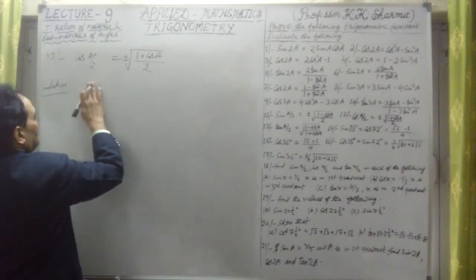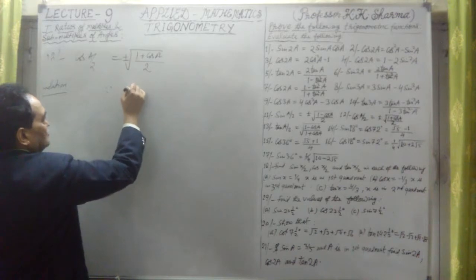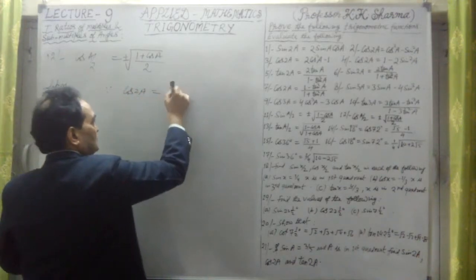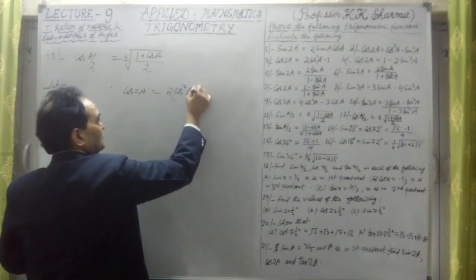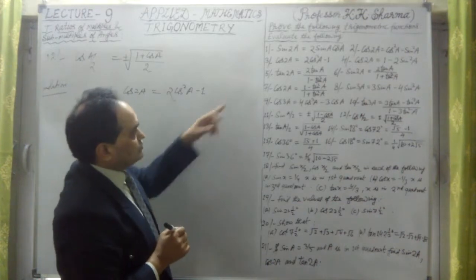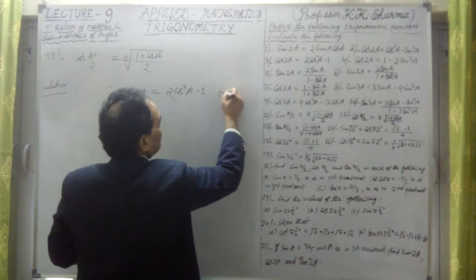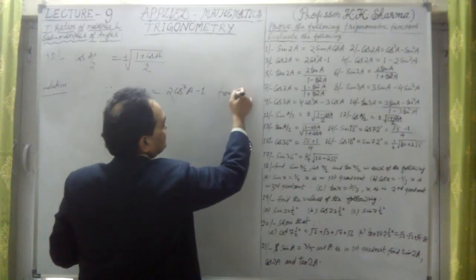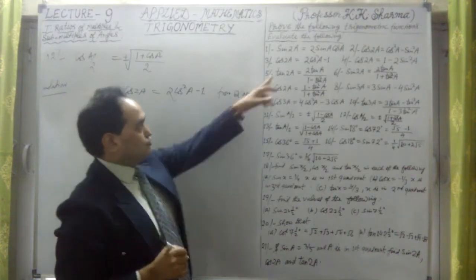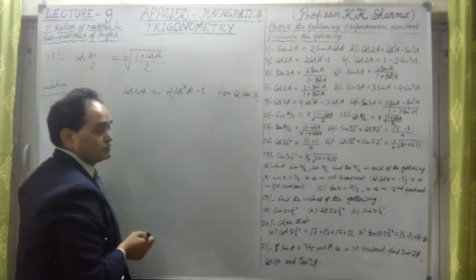We know from the same formula that cos of 2A is equal to 2 cos square A minus 1. This we know, since this is from question number 3, where we have proved that cos 2A equals 2 cos square A minus 1, because this is in terms of cos.